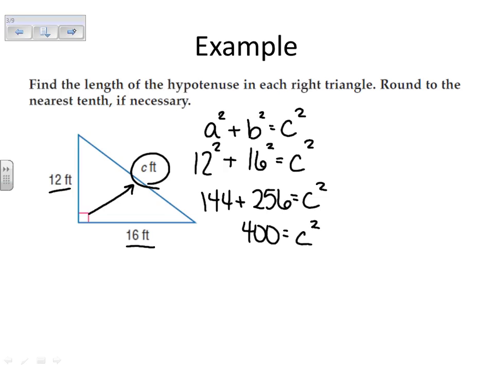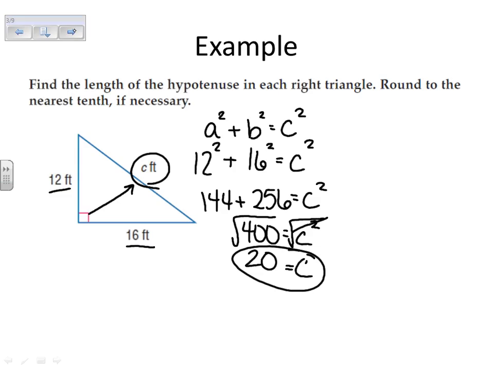Now I want to eliminate this squared, so in order to do that I have to take the square root. When I take the square root, those cancel out and I'm left with c. Now if you type in your calculator the square root of 400, you will find that 20 equals c. So our hypotenuse is 20.